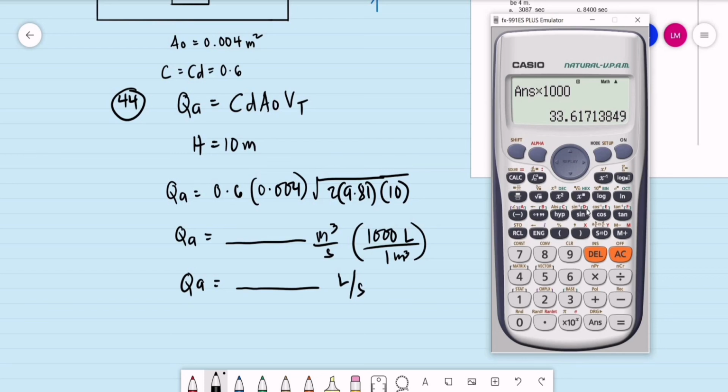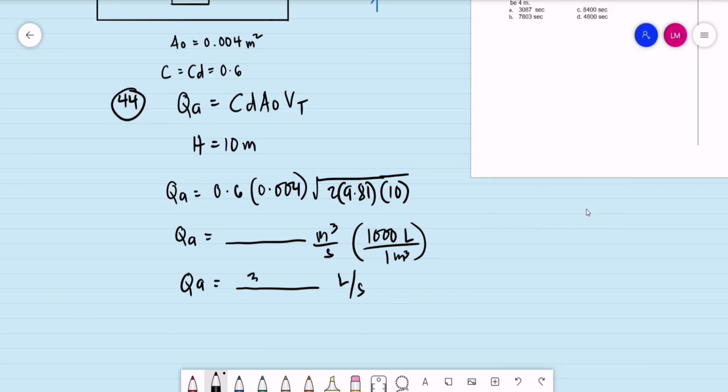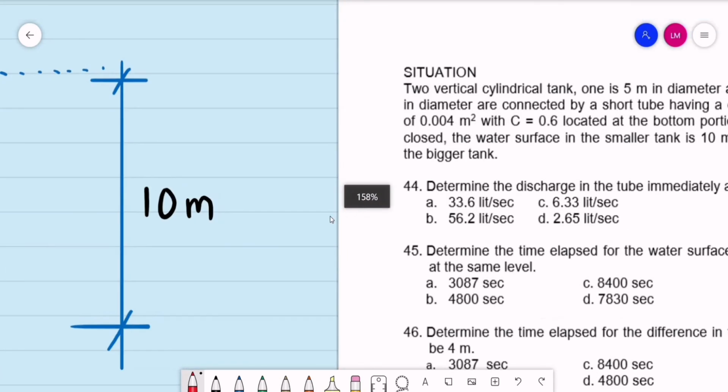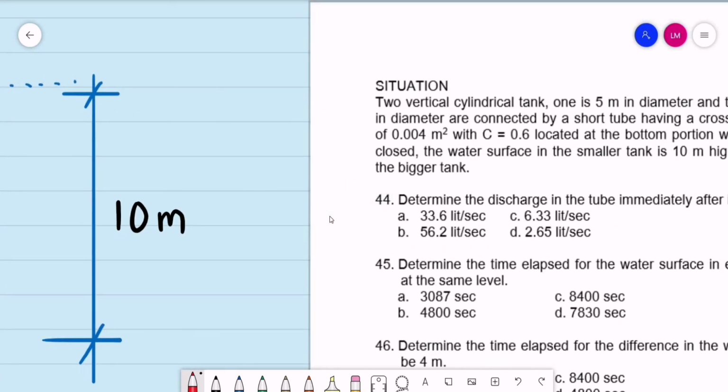That is 33.617 liters per second. So tingnan natin kung meron tayong ganitong value sa choices for question number 44. So 33.617, that will be closest to letter A, the 33.6.